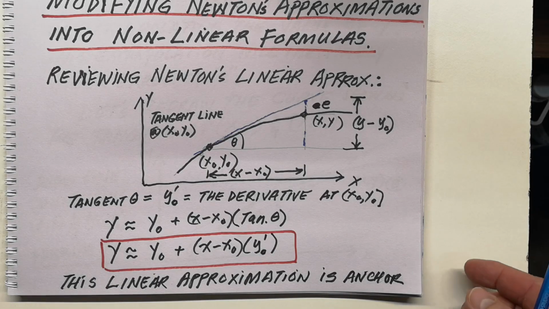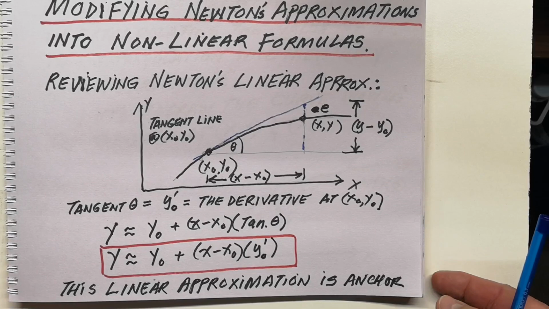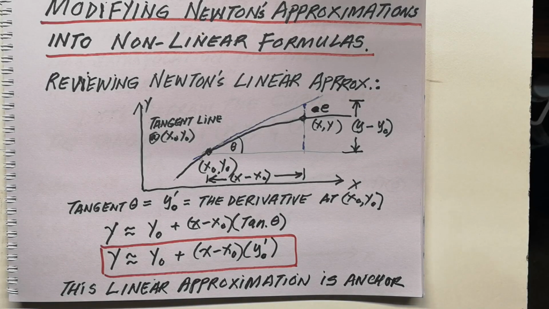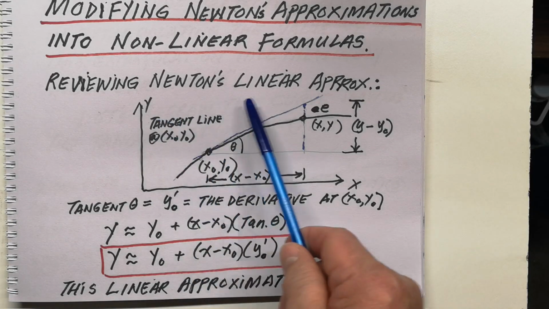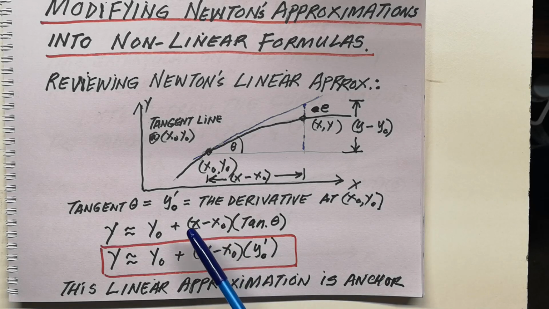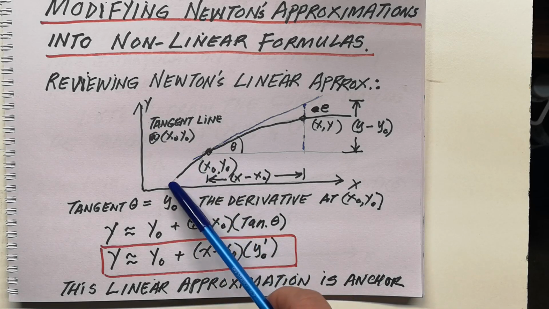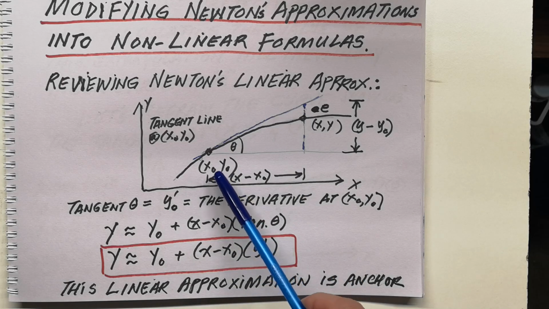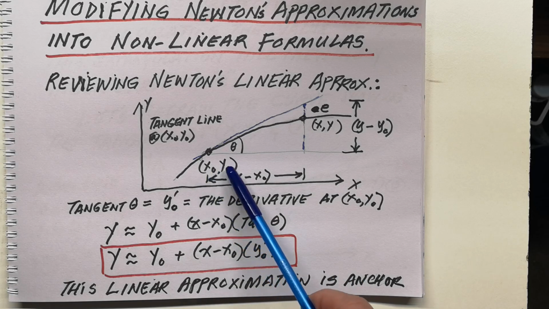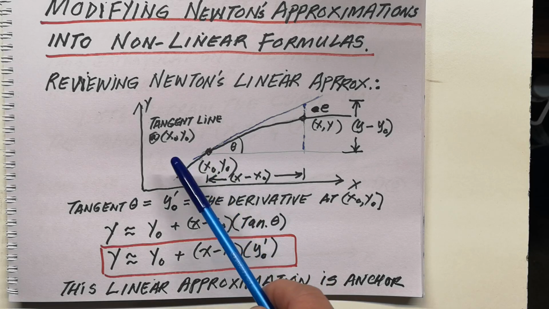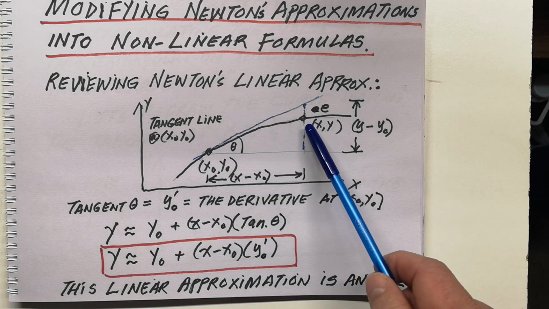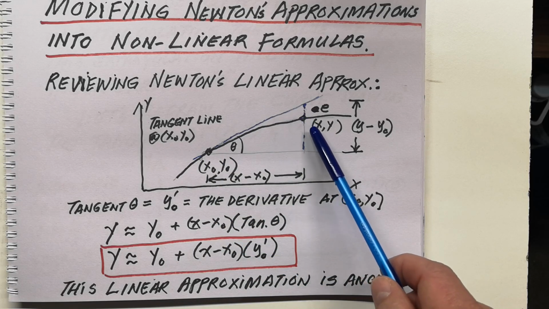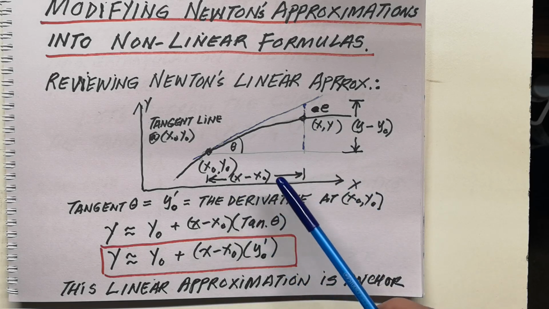Modifying Newton's approximation into nonlinear formulas. Reviewing Newton's linear approximation, we have this graph and this curve, f of x. And the point that we know is x0, y0, and we call it point A. And the point we want to know is point B, and that's x, y.